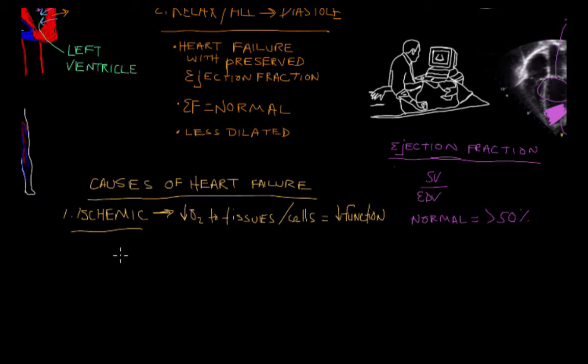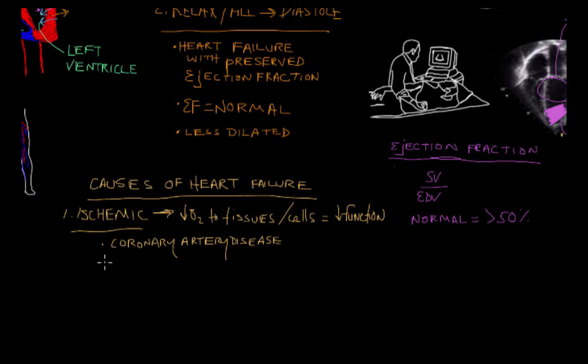So our ischemic causes of heart failure, the most obvious one, coronary artery disease. And that's when you have a plaque that builds up and causes heart attacks, because this shuts blood flow down to the muscle of the heart, therefore causing cell death of the cells in the heart, which decreases its function.